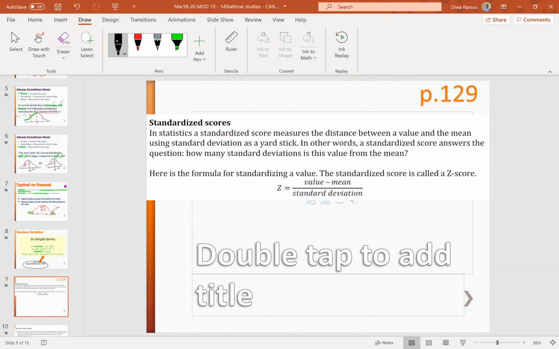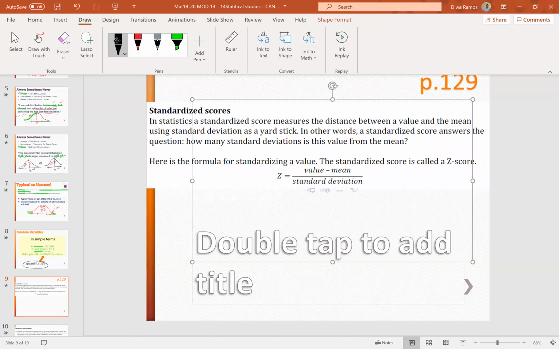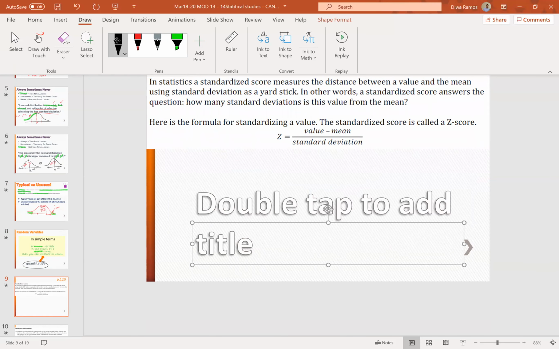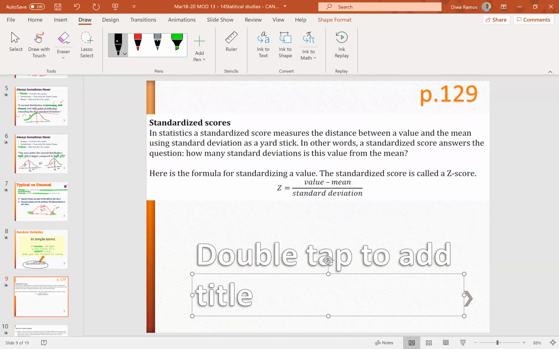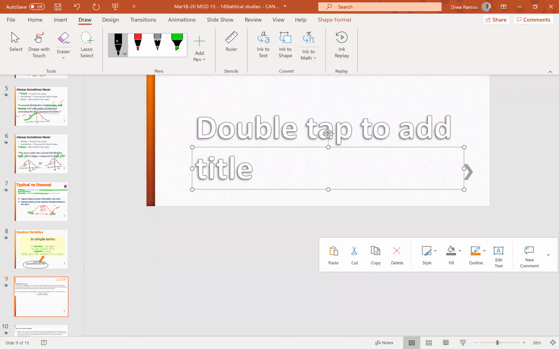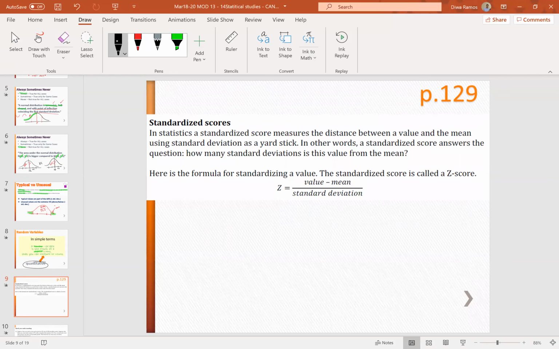Okay. So if you have your handbook with you, it would be nice to actually go along with me in this one. So look at page 129, and we'll tackle what we call standardizing scores or standardizing values. Just remove this. Remove that. Okay, there you go.